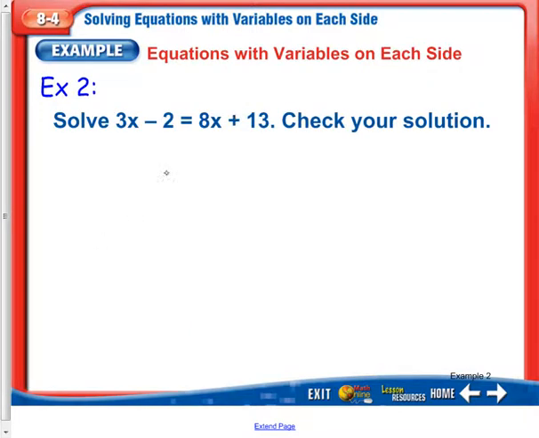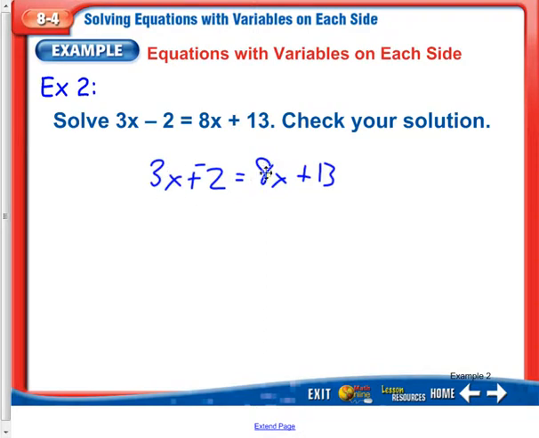Alright, for example 2, I'm going to copy this problem again. 3x minus 2 equals 8x plus 13. Go ahead and change your subtraction to addition. So again, look at your two variable expressions. I have 3x and I have 8x.